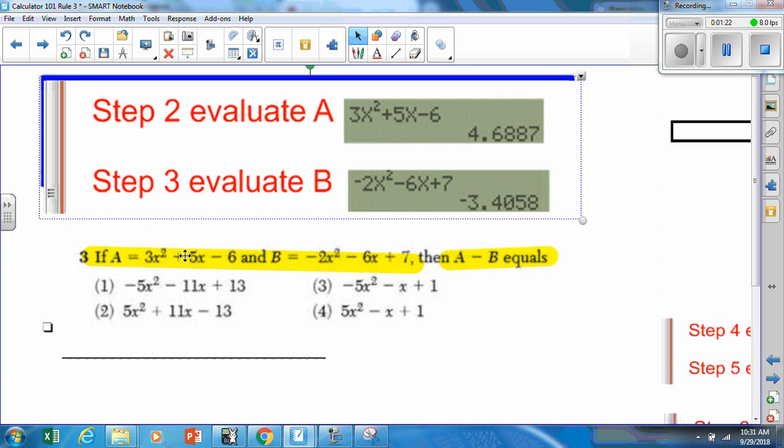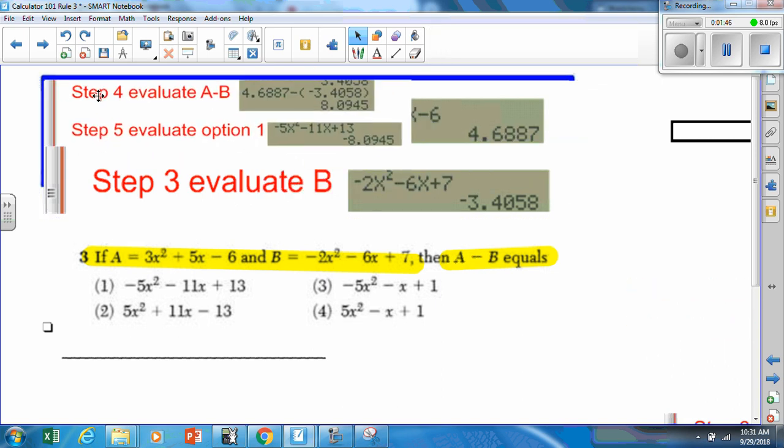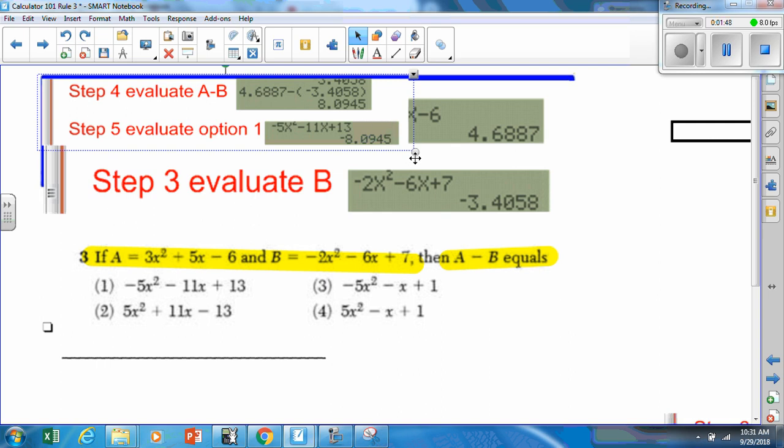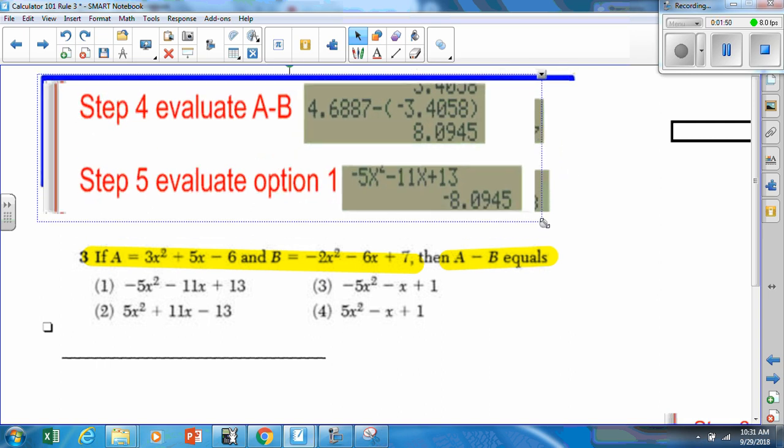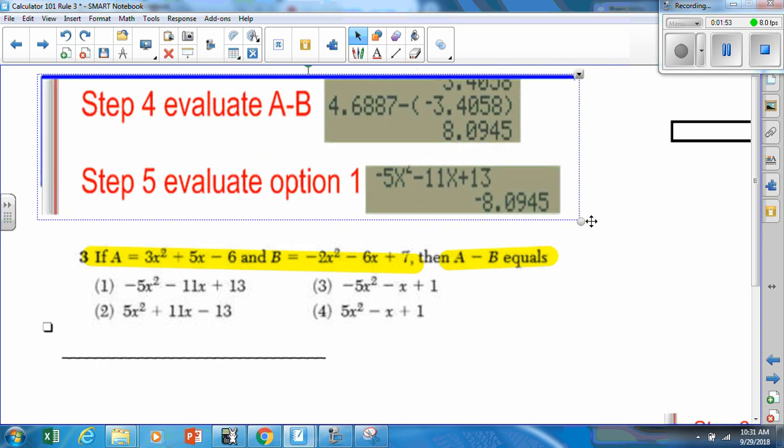I do the exact same thing for B, and B returns a value of negative 3.40. So now I'm at the place where I've got to evaluate A minus B. So in steps 4 and 5, we do just that. We evaluate A minus B, and what we discover is that it returns a value of 8.09. So this is the value that we're looking for, that we're comparing everything else against. So let's continue.